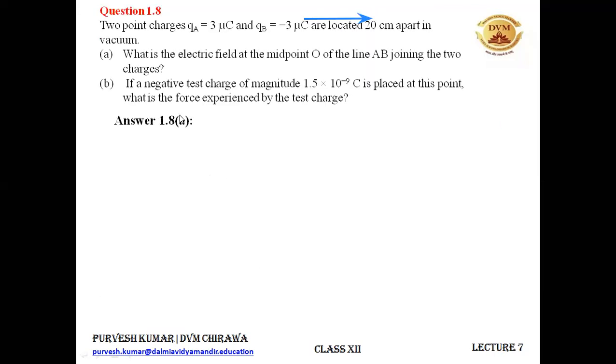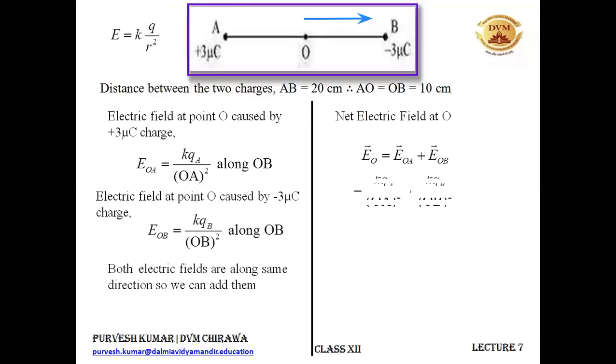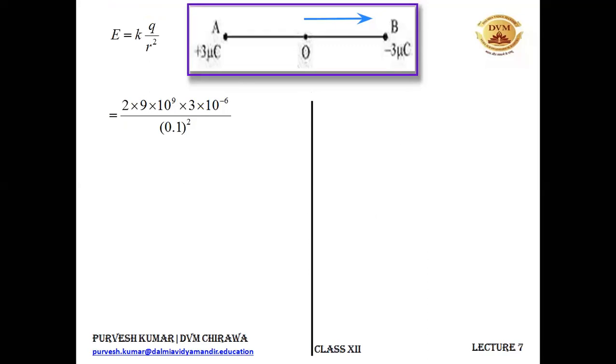So this was part B. If a negative test charge of magnitude 1.5 multiplied by 10 to the power minus 9 Coulomb is placed at point O, what is the force experienced by this test charge? So what they are saying is, at this O point, we have placed a negative charge of 1.5 into 10 to the power minus 9 Coulomb. We need to find the force experienced by that charge.